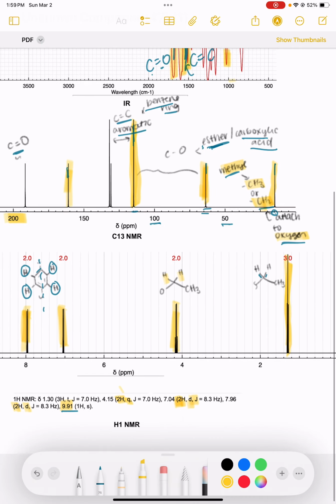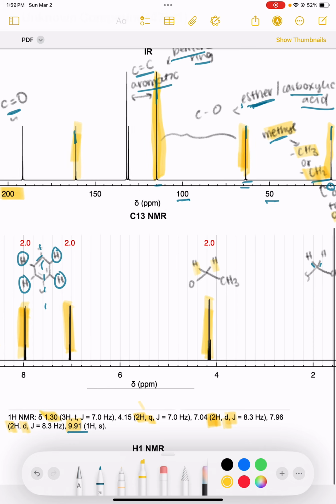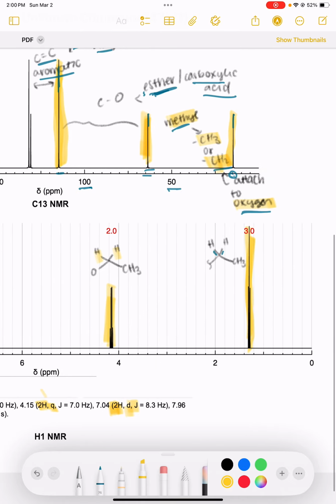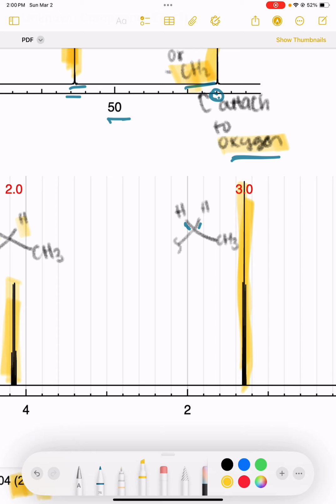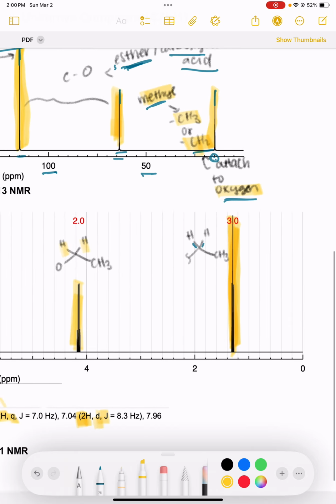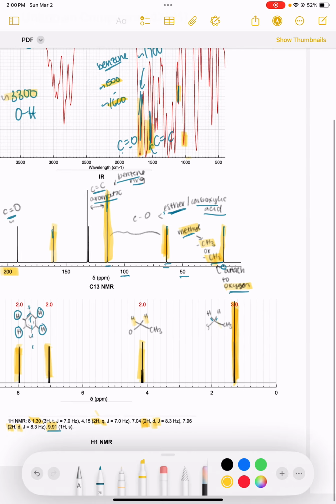And then if we look at around 1.30, it says that it is 3 hydrogens and a triplet. So we see the structure. I attached that to a CH3, to a CH2 structure with 2 hydrogens attached to the carbon.